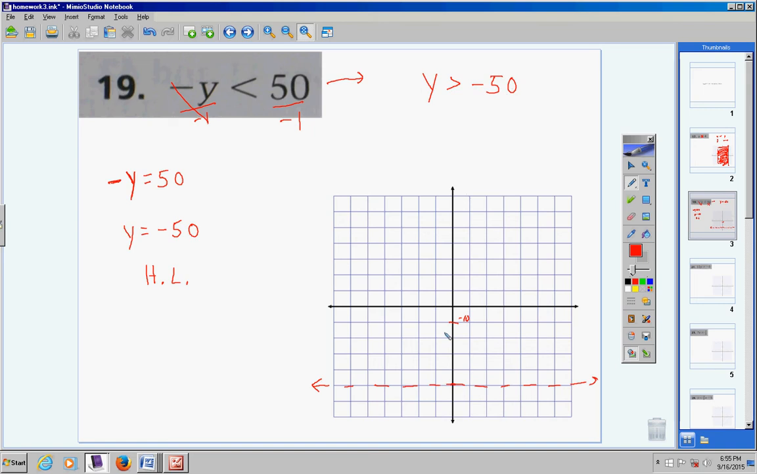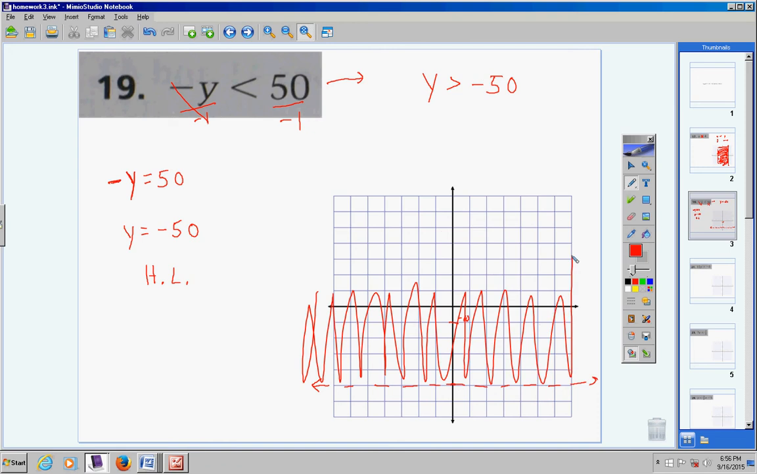Now, did you get that? Okay, y is greater than negative 50. Okay, y is greater than negative 50. All right? Okay, look that over. Back it up and watch again if you need to. You don't know which way to shade until the y is all by itself.